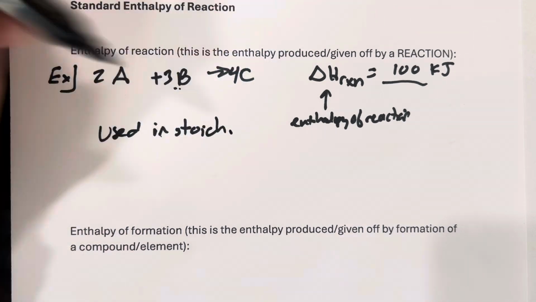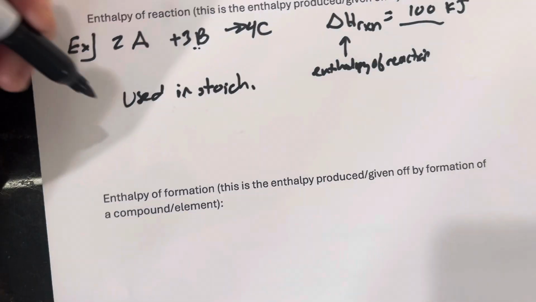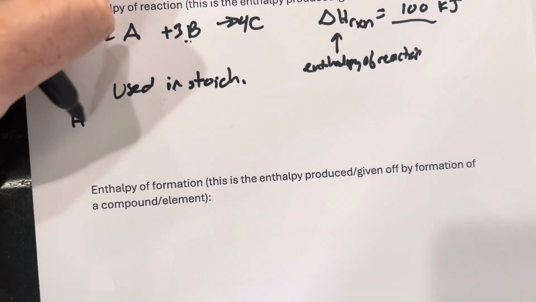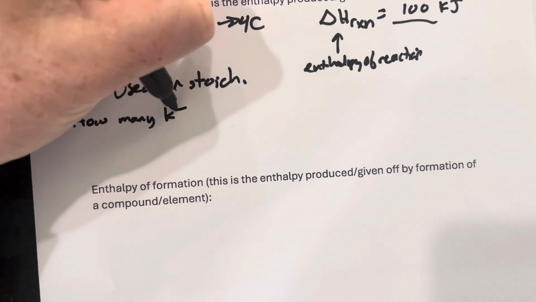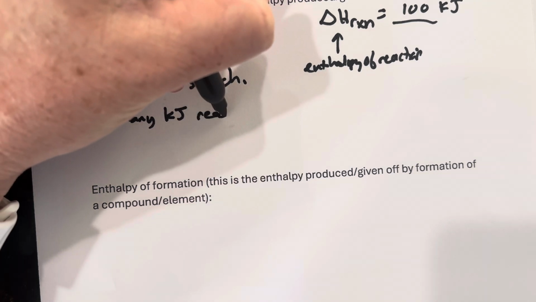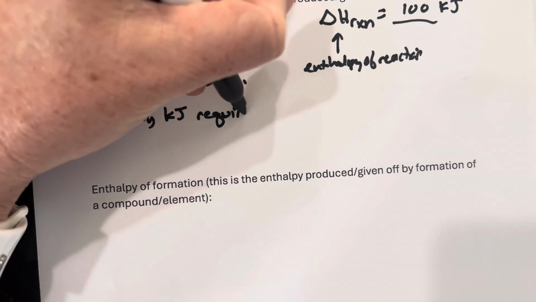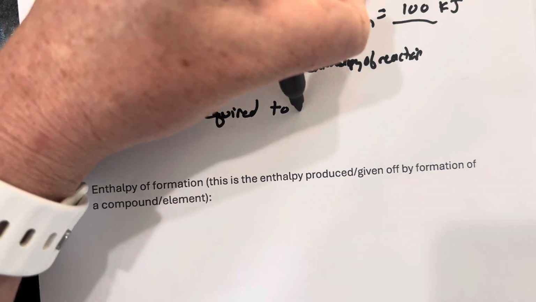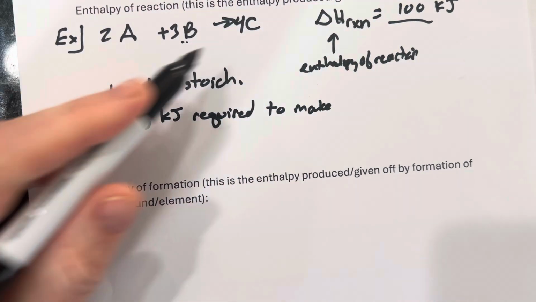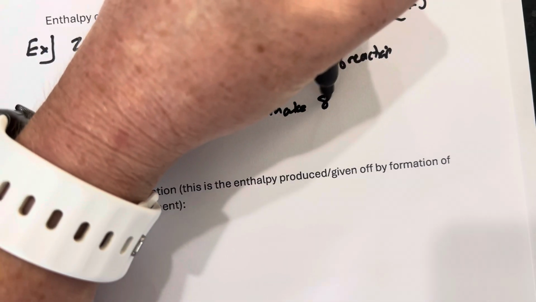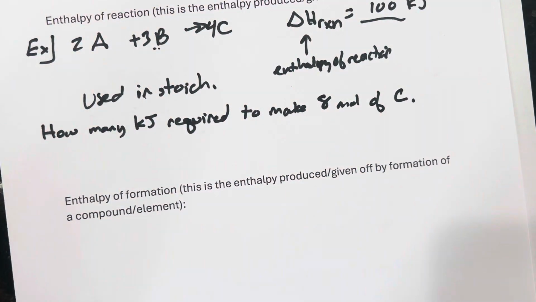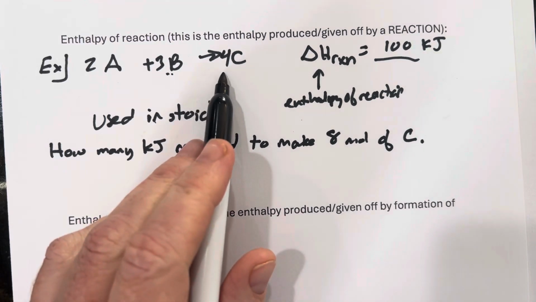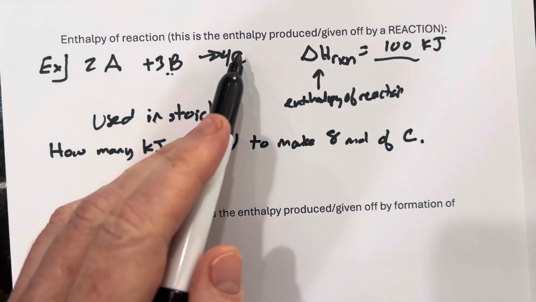And just to really drive this point home, let's make up a question real quick. Let's say, how many kilojoules are required to make, let's say, 8 mole of C? You might be able to do this already. You know, to make 4 mole of C, you require 100. So to make 8 mole is 200.